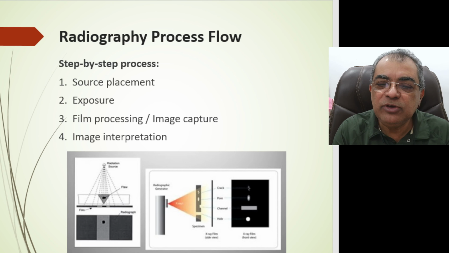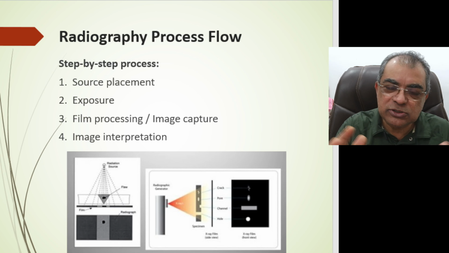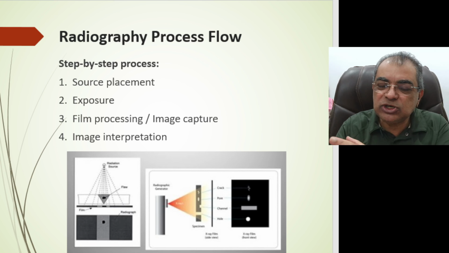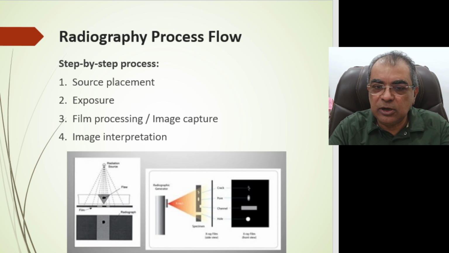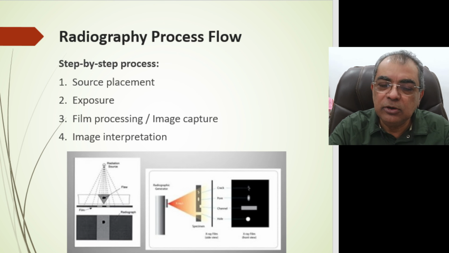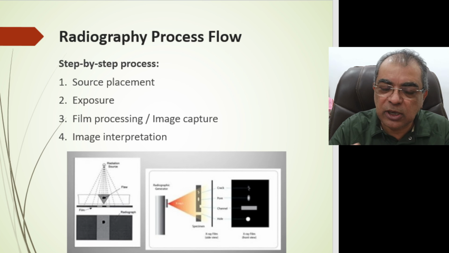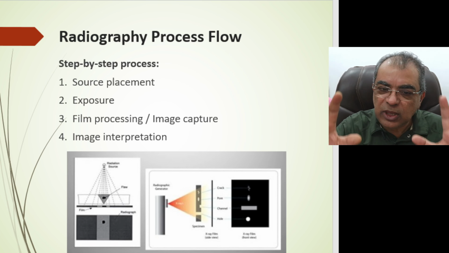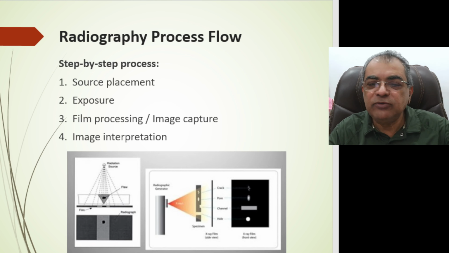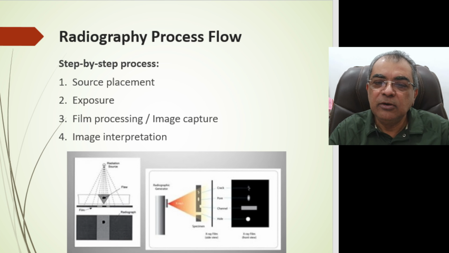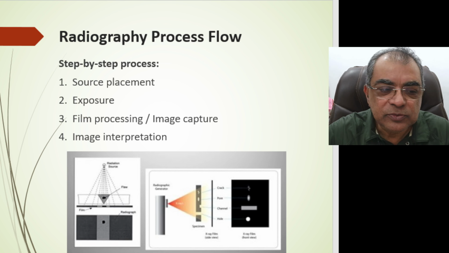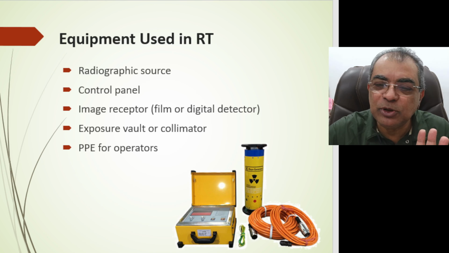So what is the radiography process? If a pipeline or any structure has to undergo quality control, radiography is done to certify that the welding is okay and the structure is okay. The source is placed, the film is kept on the next side, the image is captured, and then the image is interpreted. It's a very simple thing.